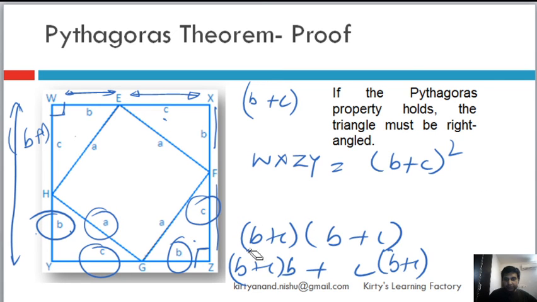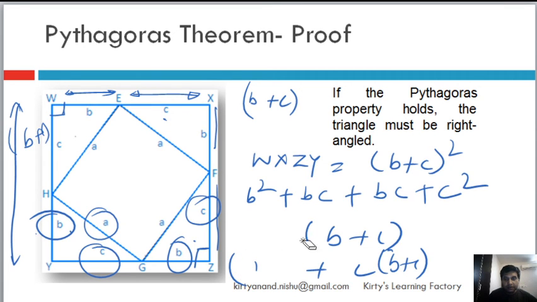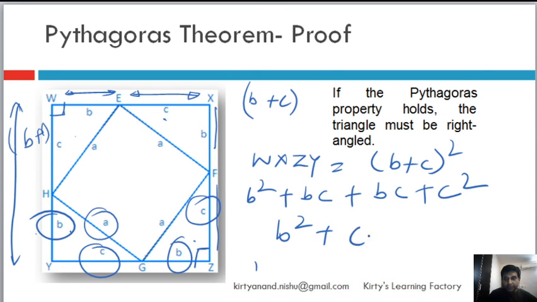I am taking this step here and I will multiply again. Now b is outside, inside is b plus c. Again using distributive, I will write b into b, which is b square. I will write b into c, which is bc, plus c into b, bc, plus c into c, c square. So what do I get? I get b square plus c square plus 2bc.